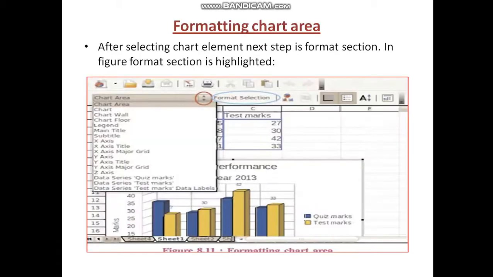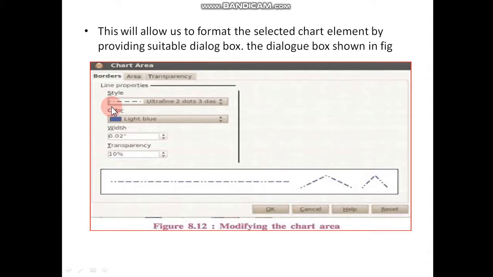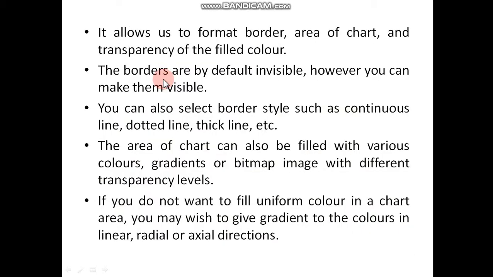The dialog box is in the figure. First go to the Format menu, then Format Selection, then go to the chart area. Then three types of menu options are available: first is Borders, then Area and Transparency. In Borders, there are some styles, colors of the border, width and transparency of the border, and click on the OK button. Suppose you want to change the area, then click on Area and then on Transparency. It allows us to format the border, area of the chart and transparency of the filled color.